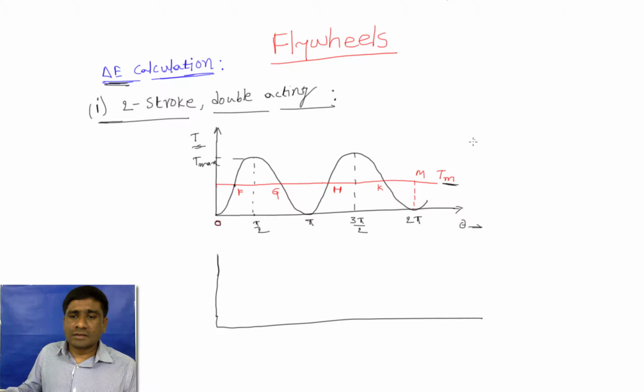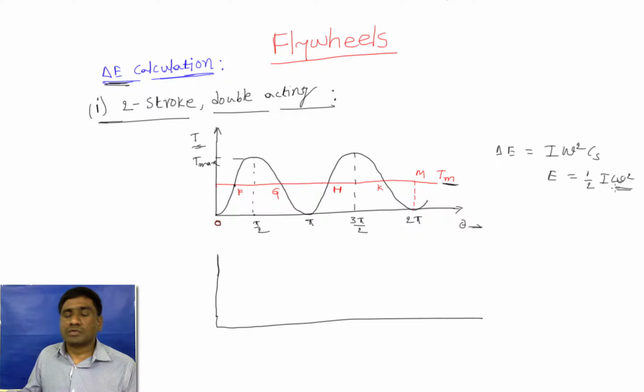We have already seen the fluctuation of energy delta E equal to I omega square Cs. That means delta E is our energy. For example, if you take kinetic energy, that is half I omega square. That means this energy is proportional to the omega square, or we can say energy is proportional to omega for that fact. So let's see delta energy.